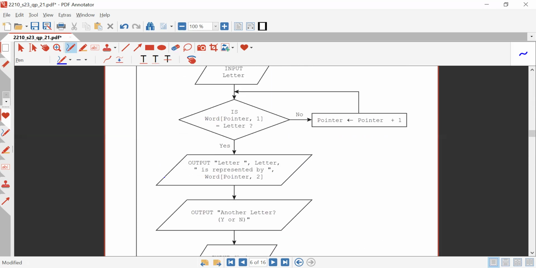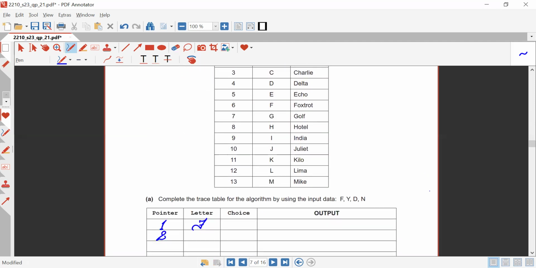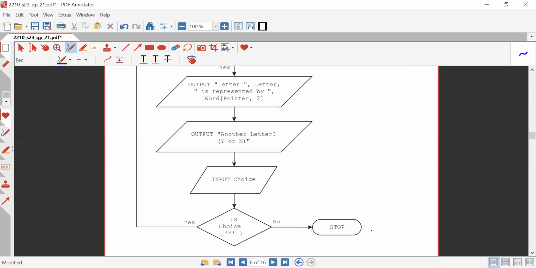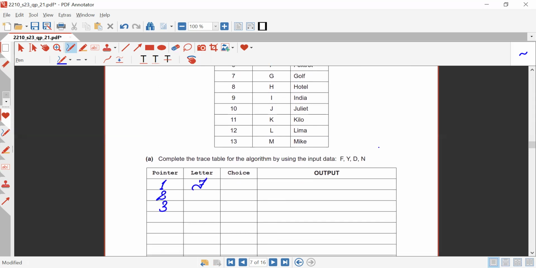Now they are saying pointer is 2, comma 1 equals to the letter. That means it's B. So it's again a no. Increment will be done. Now it's 3, comma 1, so it will be a C. Again, it's not equal to the letter. So there will be an increment in the pointer. It will be a 4.